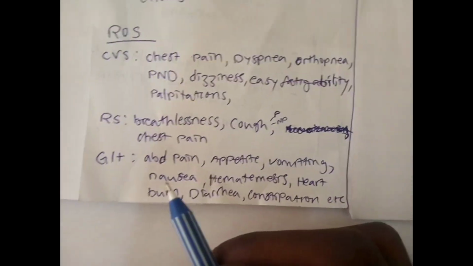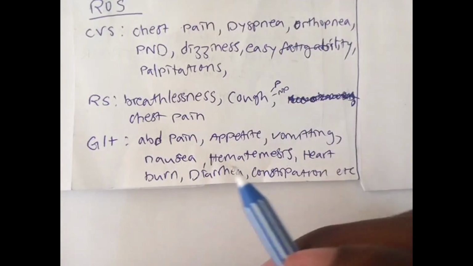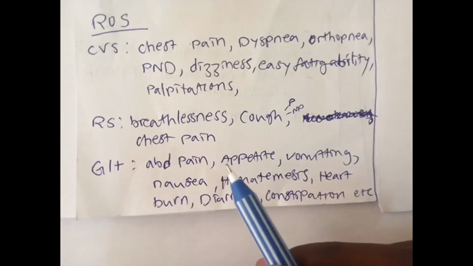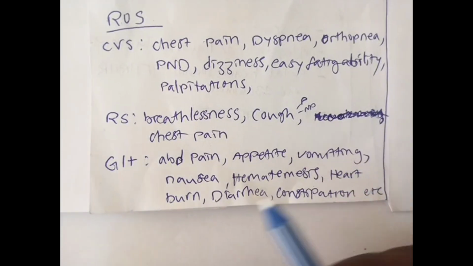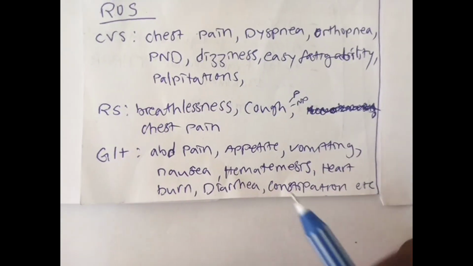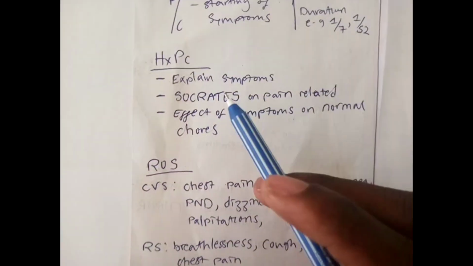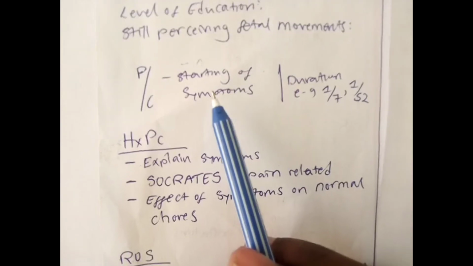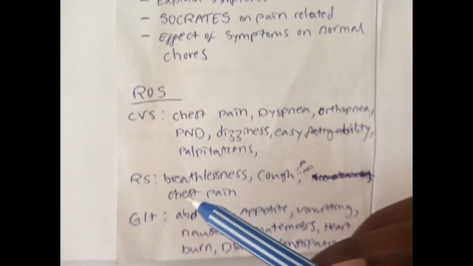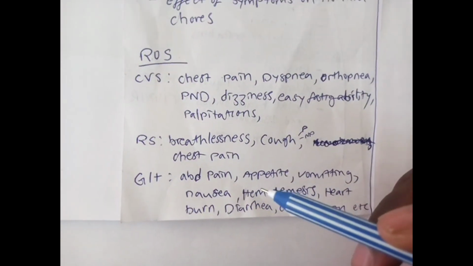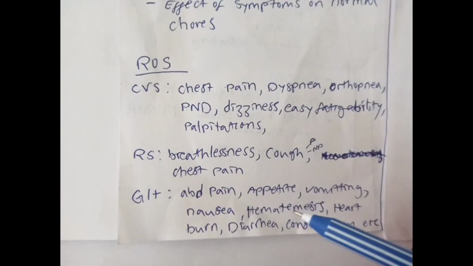Then GI in labor, I think that's the most common thing which is complained of. So if the patient comes with abdominal pain, ask about appetite, vomiting, nausea, hematemesis, heartburn, diarrhea, constipation, etc. And if the presenting complaint was abdominal pain, then in the history of presenting complaint, you have to exhaust the GIT, the system which the patient presented with. You have to exhaust it. So which means when you are reviewing the system, you won't review it.